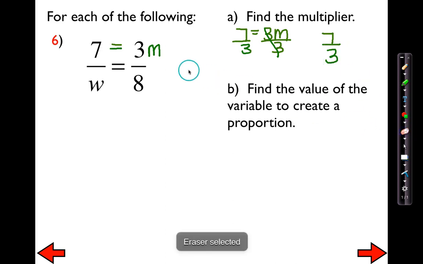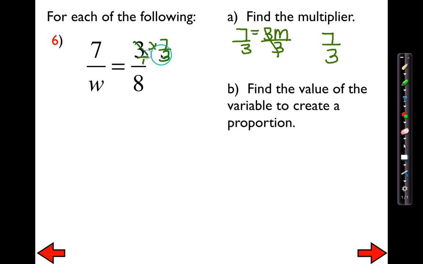But before I claim that that is my answer, let me just check that real quick. And again, because we're moving backwards, I'm going to multiply this 3 by 7/3 to check to see if it works or not. Here, the 3's cross-cancel, leaving me with 7, so this is true. So I can confidently say this 7/3 is our multiplier.